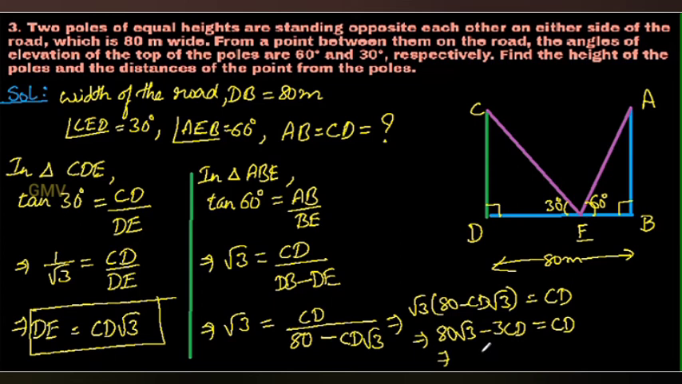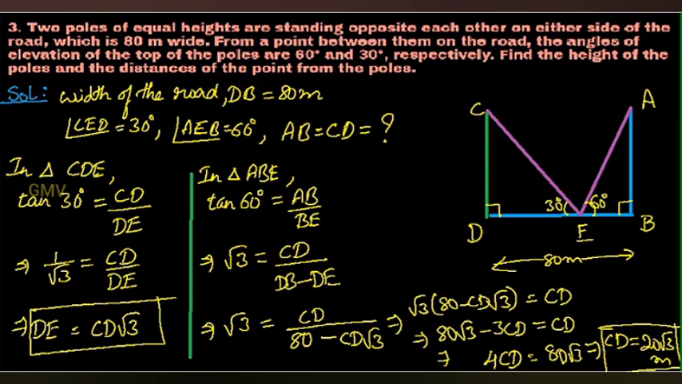It implies if minus 3 CD is transposed to RHS, we get plus 3 CD. CD plus 3 CD means we get 4 CD. 4 CD is equal to 80 root 3. It implies CD is equal to 80 by 4 means 20, so 20 root 3 meters. So CD value is 20 root 3 meters.